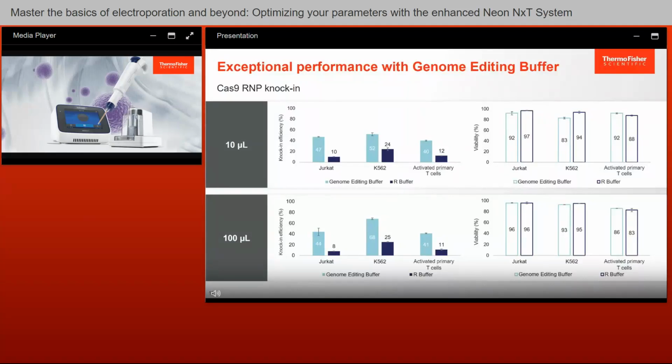Additionally, we wanted to showcase the exceptional performance that you can see with genome editing buffer. Here we took a look at Jurkat, K562, and activated primary T cells for knock-in work compared to our buffer. And you'll see there is a significant increase here for the genome editing buffer.